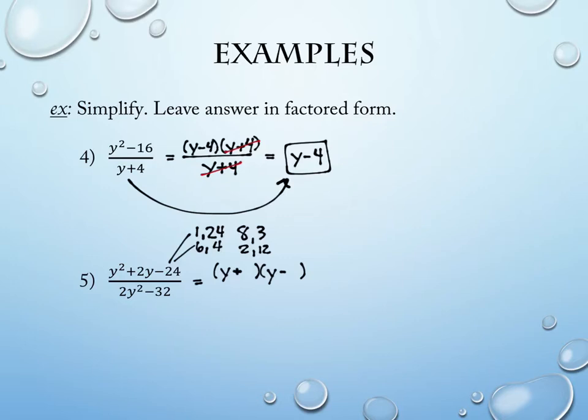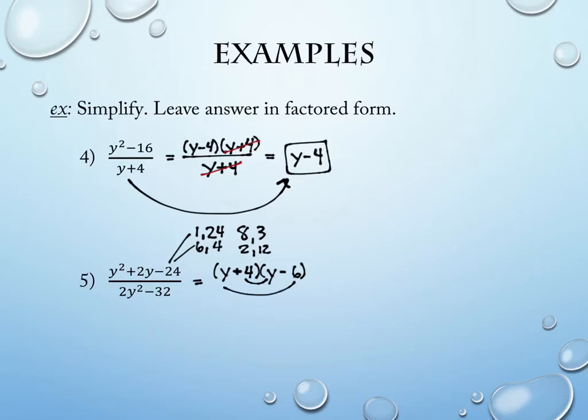Okay, so if we pick 6 and 4, I know I'm doing it wrong on purpose. If I pick 6 and 4 and I put them in like this, what's going to happen? It's going to be a negative, yeah. So my sign will be wrong. This is a positive 4, and this is a negative 6, and I'd get negative 2.